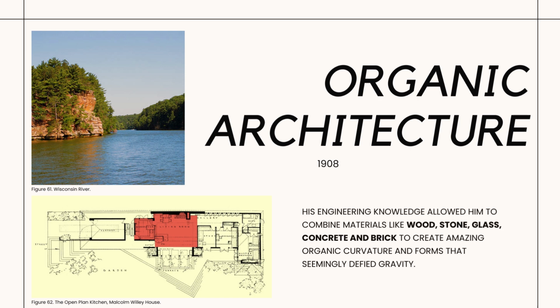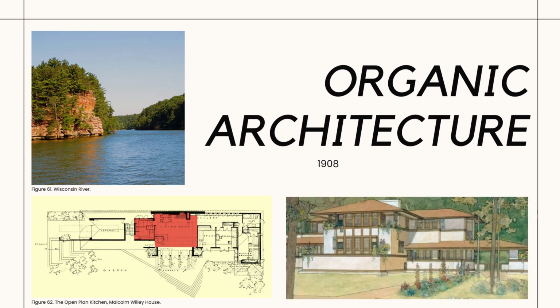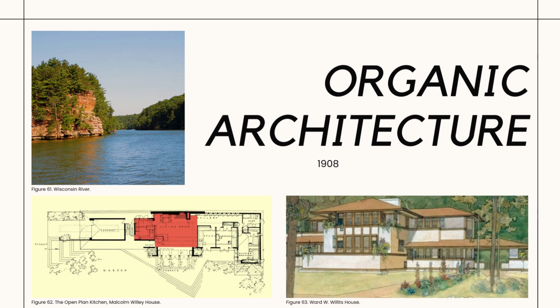His engineering knowledge allowed him to combine materials like wood, stone, glass, concrete, and brick to create amazing organic curvature and forms that seemingly defied gravity. Wright may have introduced the term organic architecture to the ever-changing social, political and economic climate in which he designed, but this was something Indigenous peoples had been doing for centuries.